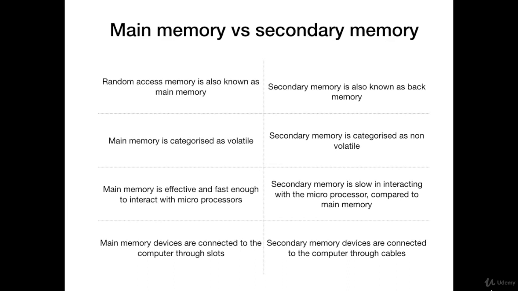Secondary memory is categorized as non-volatile. Why? Because it stores information for a much longer period than RAM. Main memory is effective and fast enough to interact with microprocessors. Secondary memory is slow in interacting with the microprocessor. Main memory devices are connected to the computer through slots. Secondary memory devices are connected to the computer through cables.